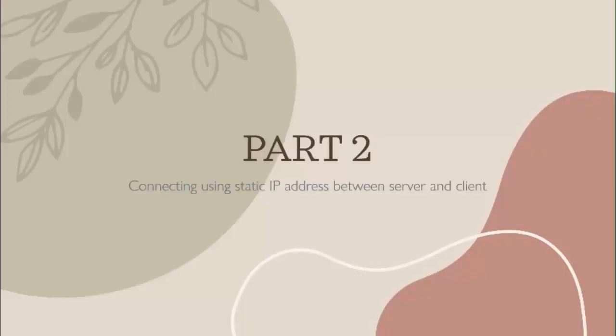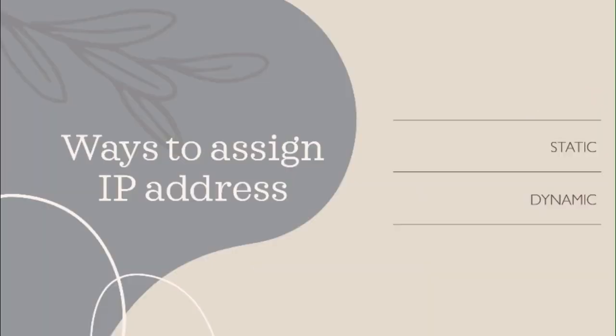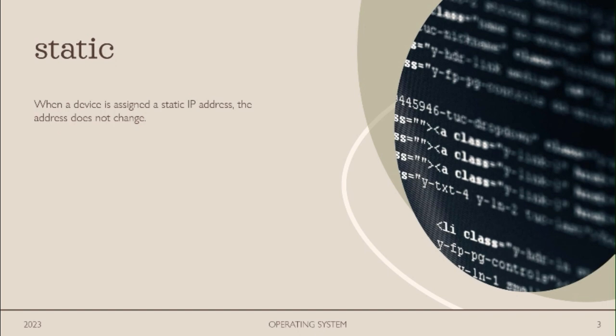For part 2, connecting using static IP address between server and client. There are 2 ways to assign IP address, which is static and dynamic. Static means it stays in one place, it doesn't move anywhere. So when a device is assigned a static IP address, the address does not change.